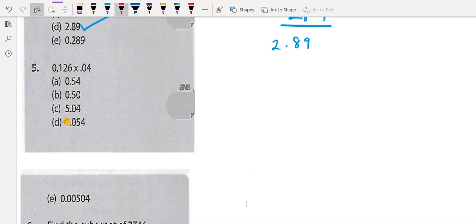0.126. Okay, I think we had a problem with this question the other day. 0.126. Is it times 4? No, it's the option. I think it's times 4. Solve this. 0.126 times 4.